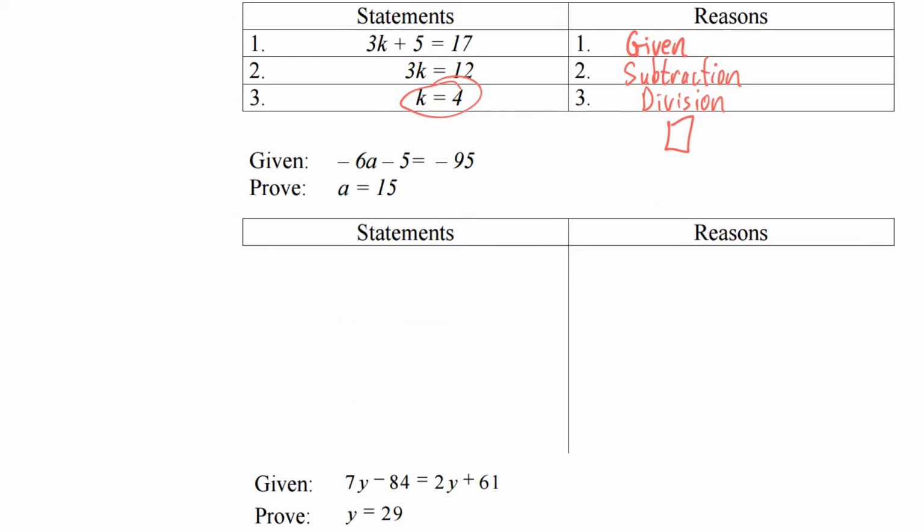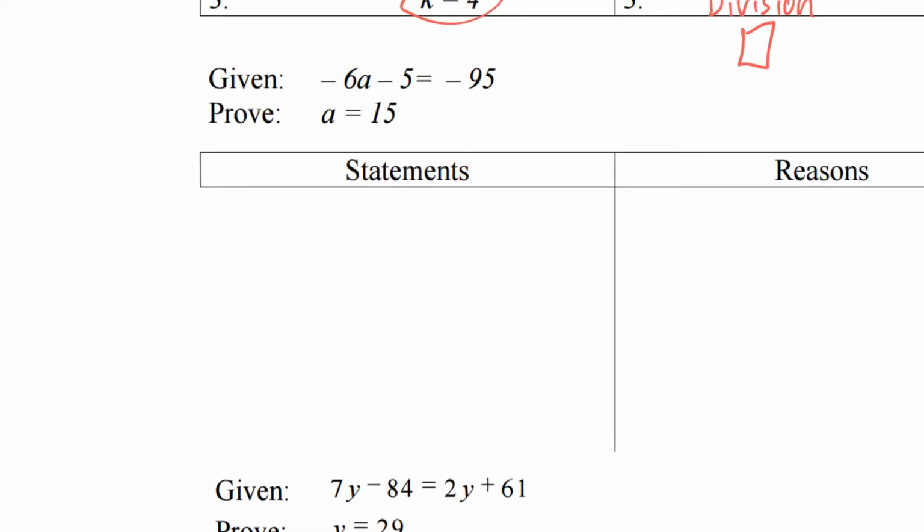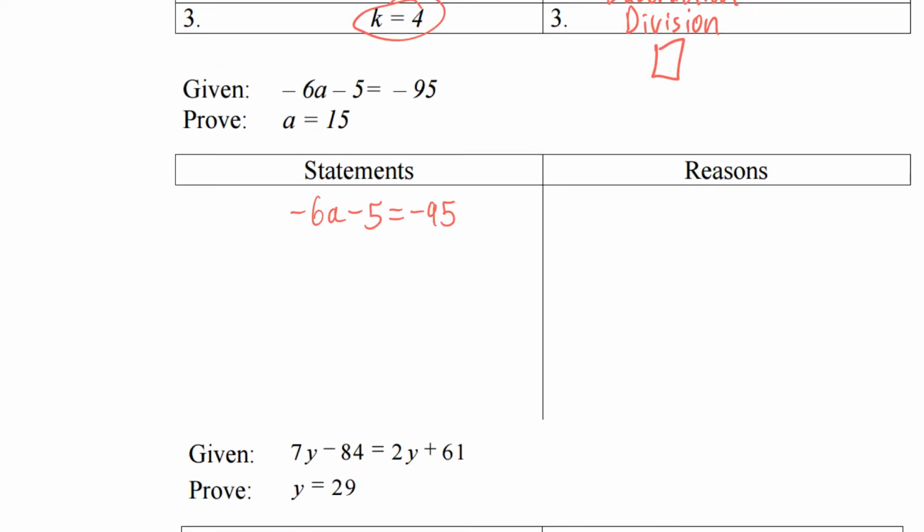Okay, now we're going to do the work ourselves. So what do you think I'm going to write as my first statement here? 7y. Yeah, he jumped to the next one. Negative 6a minus 5 equals negative 95. Okay, good, but how did you get that? Did you just guess about something? It was given. Okay, that's true because it's given to us.